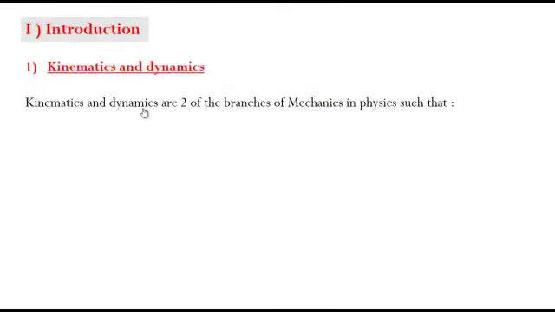Kinematics and dynamics are two branches of mechanics. We know that in physics we have many branches, for example mechanics and electricity. So one of these branches is mechanics, and mechanics is also divided into many branches. Two of these are kinematics and dynamics. What's the difference between kinematics and dynamics?